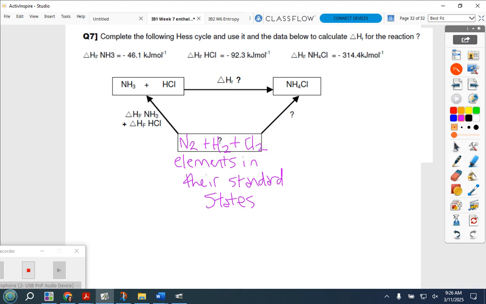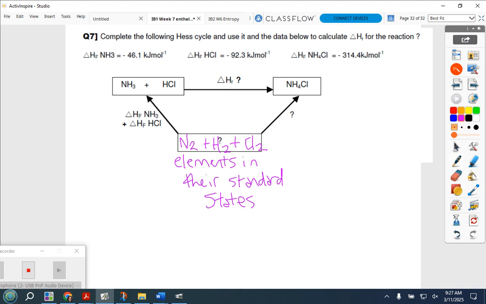Now, if I'm just writing this cycle for myself to figure out this problem, you don't actually need to figure out what to put in this box. If you're just using this as a tool, it doesn't matter if this is a balanced equation or not. This top one has to be balanced, but this doesn't matter as much. But you might be asked to write an equation for the enthalpy of formation of this substance. So knowing how to do that is going to be important.